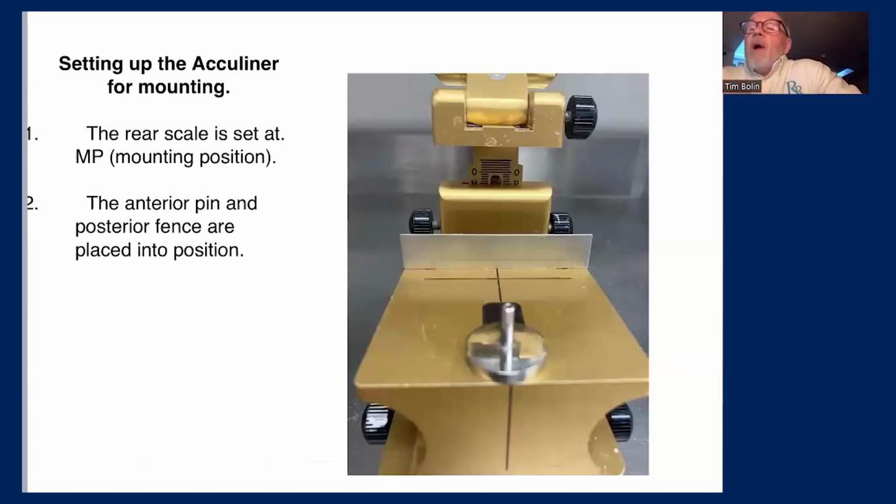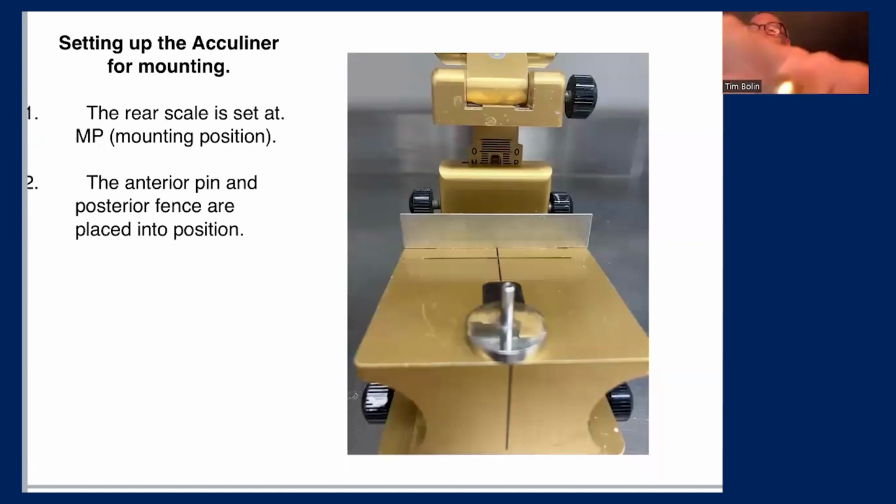Now, setting up the Acculiner for mounting, the rear scale is set to MP. MP stands for mounting position. The reason for this is the pin in the fence are 15 millimeters in height. We're typically looking for a papilla position that works to be about 10 millimeters from the tabletop. So we'll mount all of our casework at MP and then adjust it down to 0. But we place that pin and fence in their proper positions or roundabout.